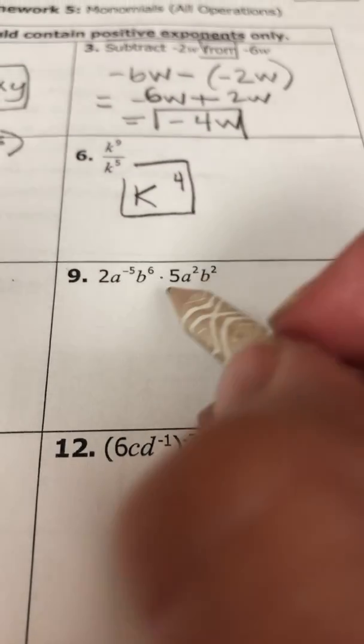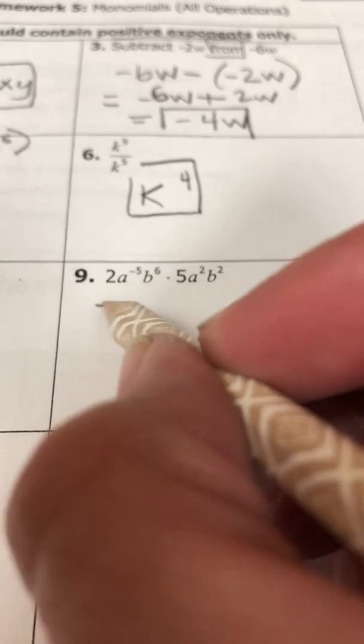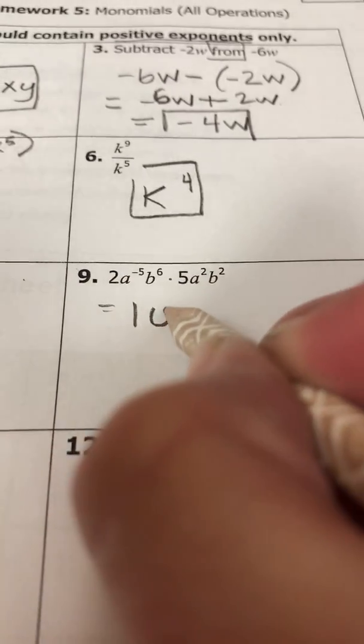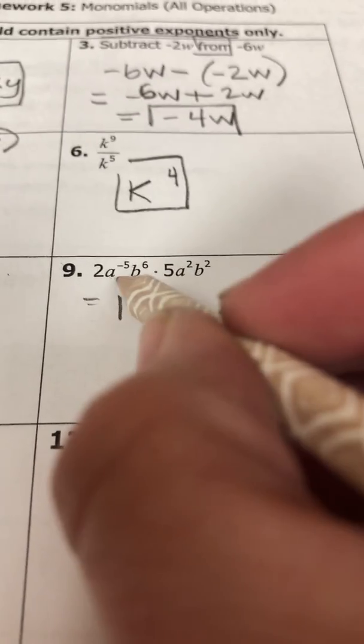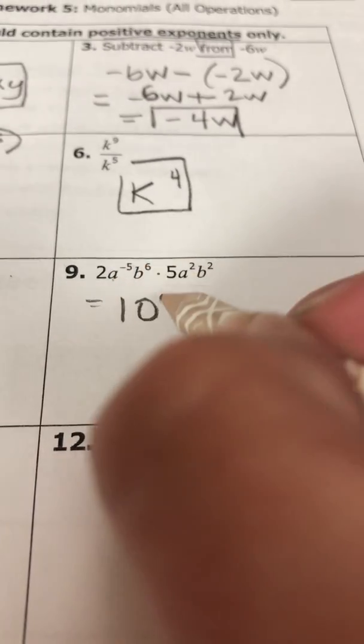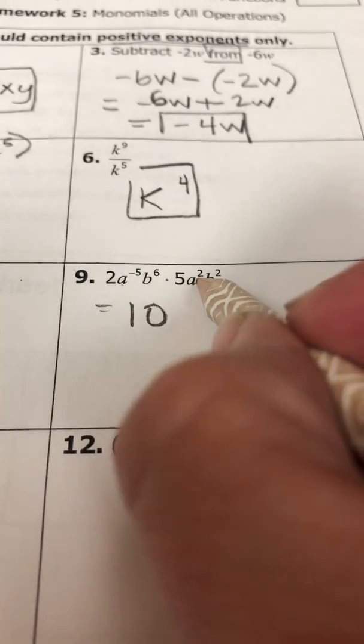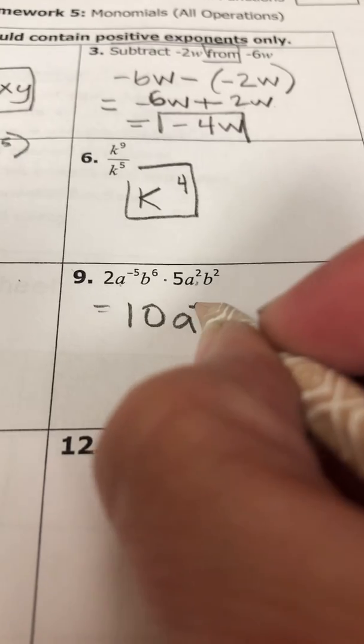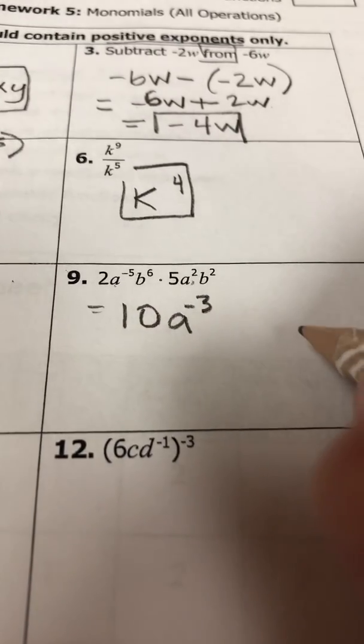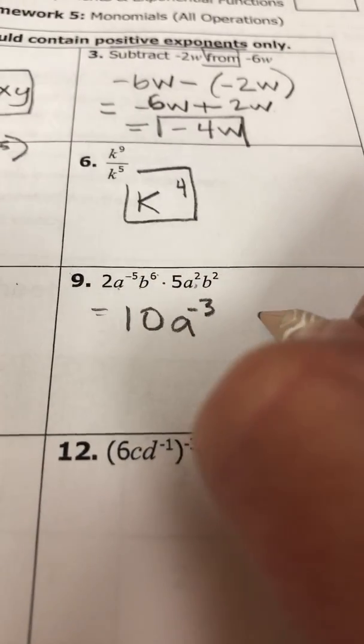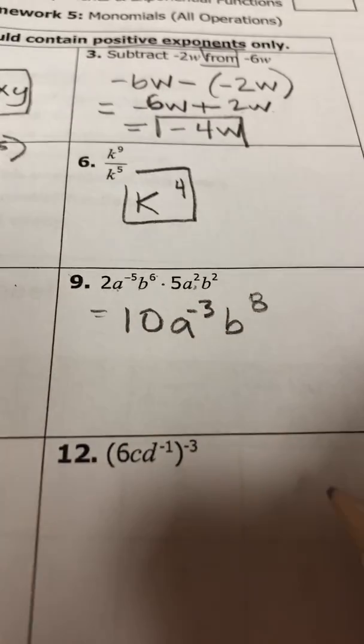I'm not raising anything to a power of a power, so I can go ahead and multiply 2 times 5, which is 10. I have negative exponents though now, so I have a negative 5, and I'm adding 2 to it, so I'm going to end up with negative third, and I have 6 plus 2. It's going to be 8.